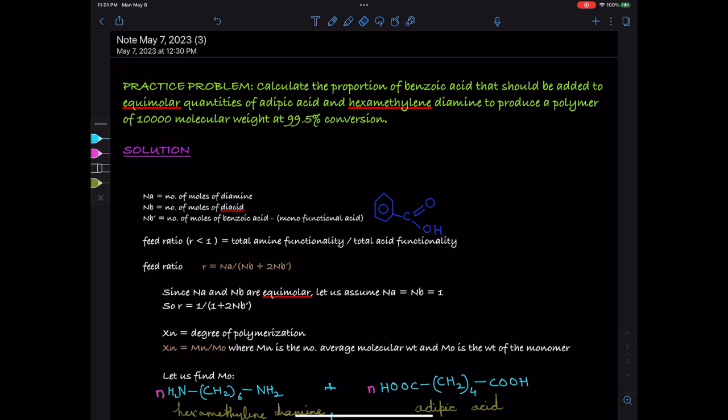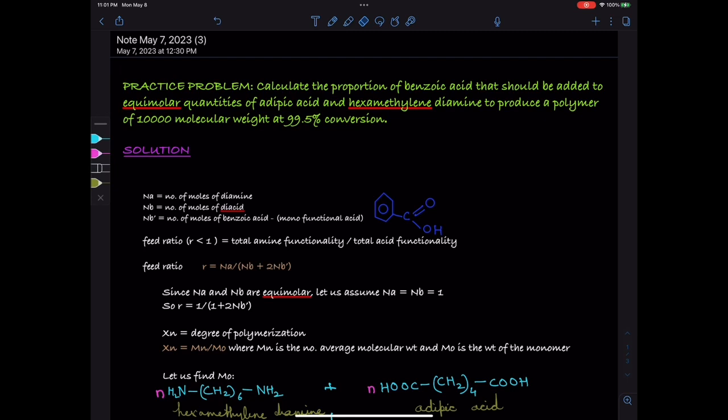Feed ratio is given as total amine functionality over total acid functionality. Feed ratio should be less than 1, so we want to have the amine functionality in the numerator and the acid functionality in the denominator. Feed ratio is given as Na over Nb plus 2 Nb prime. Since Na and Nb are equimolar, let us assume Na is equal to Nb is equal to 1. So R is equal to 1 over 1 plus 2 Nb prime.